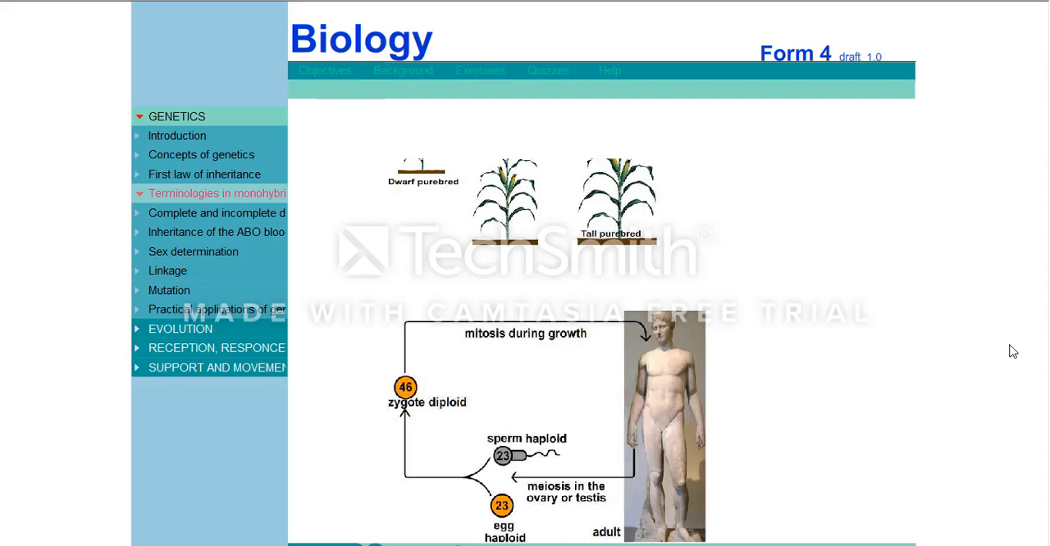Recessive allele. This is the allele that cannot influence a characteristic to develop in an individual when present with dominant allele. It is usually represented by a small letter version of the letter representing dominant allele. A cross between dominant and recessive genes is shown on the figure.